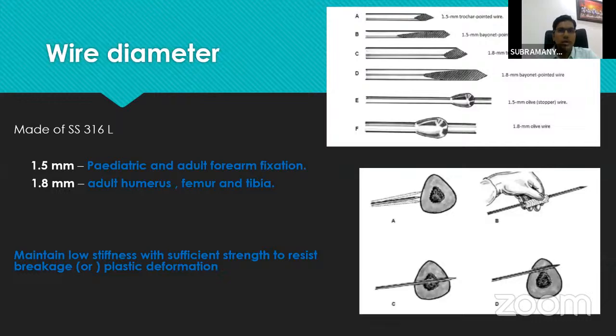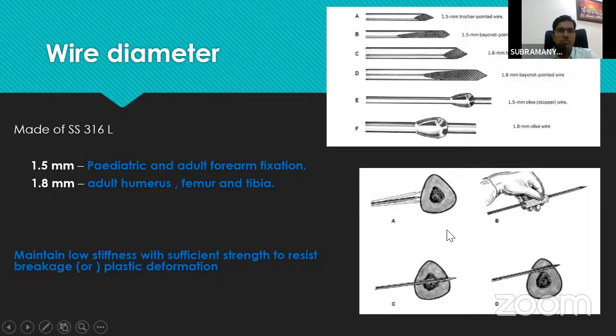So now coming on to the wire diameter, the Ilizarov wires are made up of SS316L. There are two different sizes, that is 1.5 mm and 1.8 mm. The 1.5 mm is used in pediatric and adult forearm fixations. 1.8 is used in adult humerus, femur, and tibia.